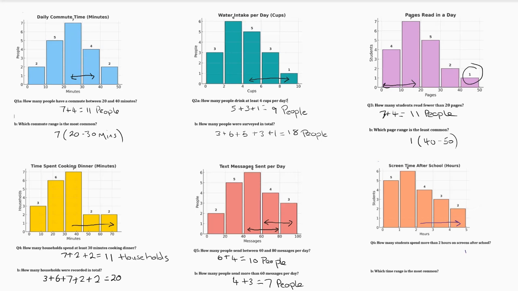This question is asking you how many students spend more than 2 hours on screen across the school. Well, I reckon that's going to be quite high. So I'm going to go with 4 plus 3 plus 2 because it's anything over 2 hours. And that will give us 9 students.